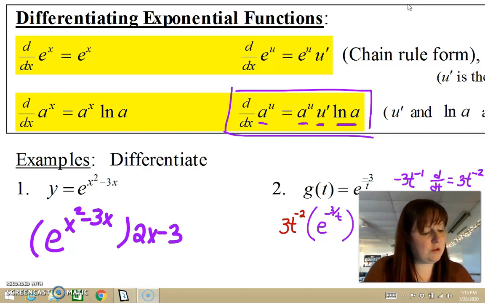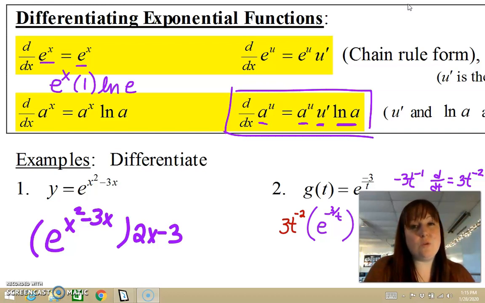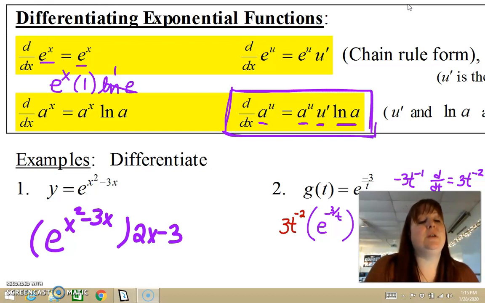Because if you think about it, on e to the x, we repeat the function, then we multiply it by the derivative of the inside function, which is 1, and then we multiply it by ln of the base, which is e. And if you remember from pre-calculus, ln and e are inverse operations of each other, so that is actually 1 as well. So truly, this rule covers literally every exponential that you'll see. It's just sometimes you don't have to do the extra work.